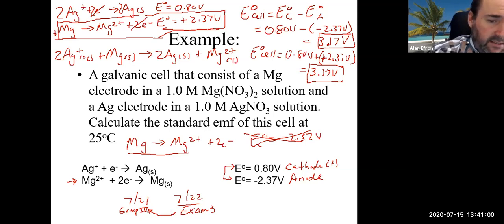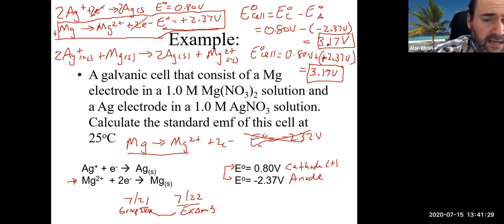One way you could use it is, as we see on the screen here in the top right, you could do E of the cell equals E of the cathode minus E of the anode. And as we talked about last time, if you are going to use this subtracting version, then when you go to that table of SRP values, you should not change the sign of the value that you find in the table.